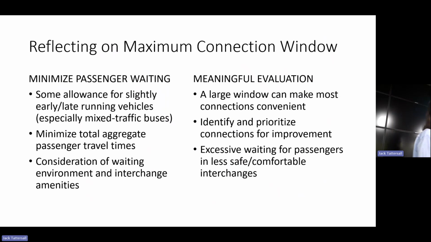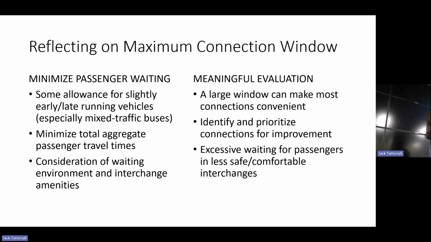On the other hand, an overly short connection window is going to be too critical. What we need is a meaningful measure of which connections are the worst, so that we can prioritize connections for improvement with approaches like timed transfer scheduling, where you time bus services around the train schedule. And so what you see is that you probably want something around 5 or 10 minutes, because 15 minutes, as we can see, is way too excessive a connection waiting time.